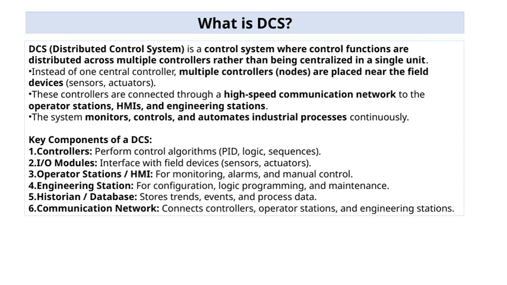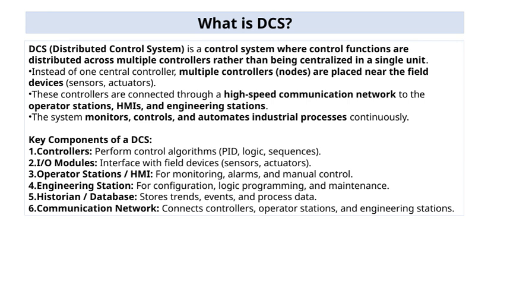These are your dashboards for monitoring the process, receiving alarms, and sometimes manually intervening if needed. The engineering station is where configuration, logic programming, and maintenance happen, giving engineers the tools they need to keep the system running optimally. Additionally, there's the historian or database, which stores trends, events, and process data, crucial for analysis and reporting. And finally, the communication network ties everything together, ensuring seamless data flow between controllers, operator stations, and engineering stations.